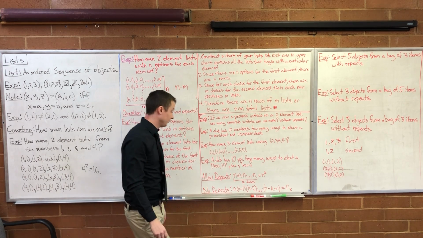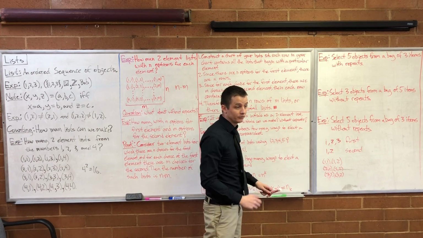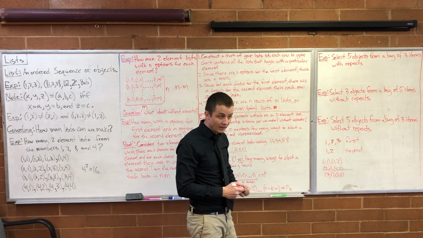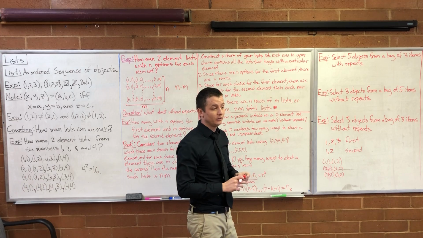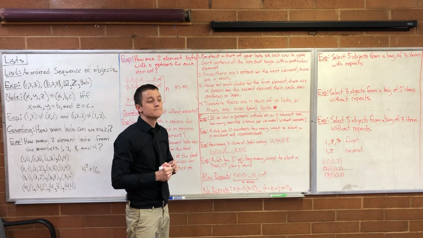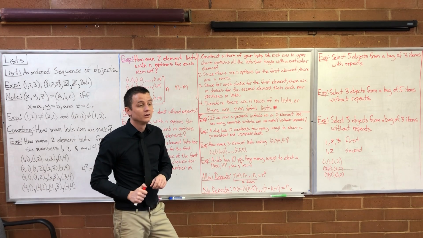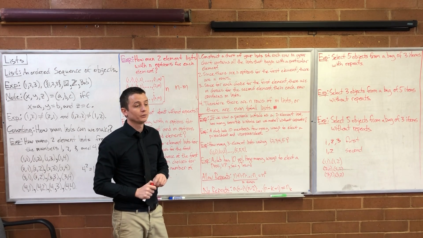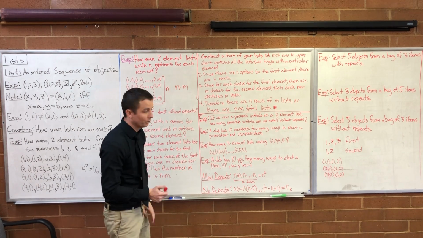So I could make AA. That's a possible list of initials. Oh, so I can make AB. All the letters in the alphabet? Yeah, you can use all the letters in the alphabet. 26 squared. 26 times whatever that is. 26 what? Squared. 26 squared.